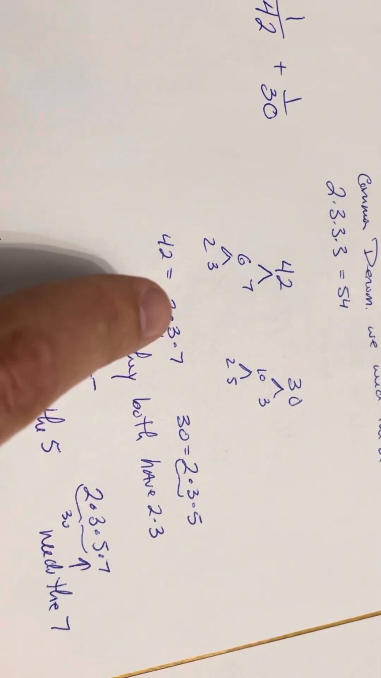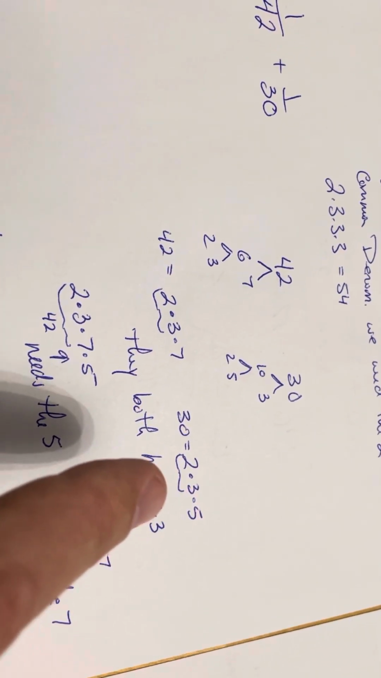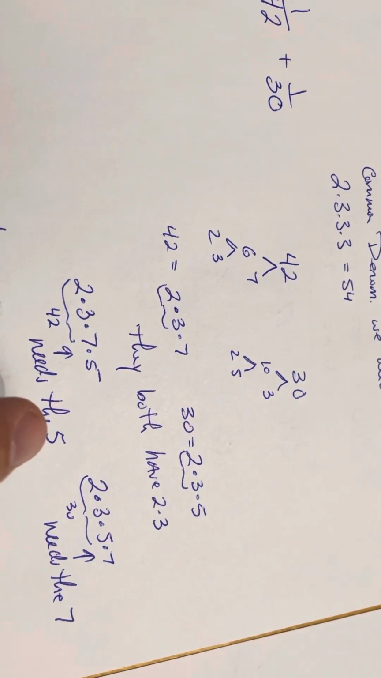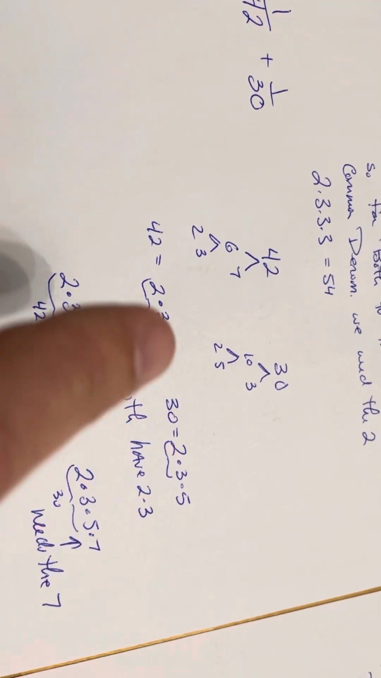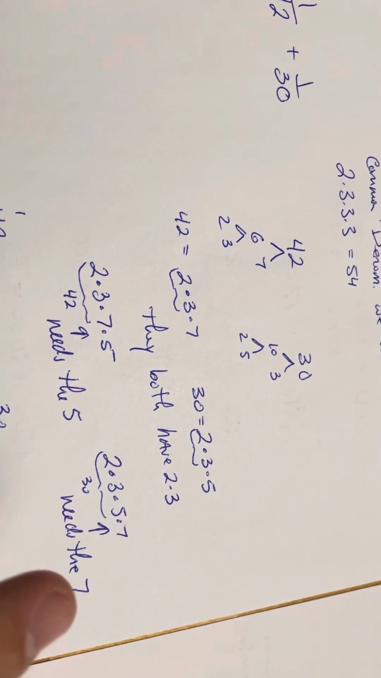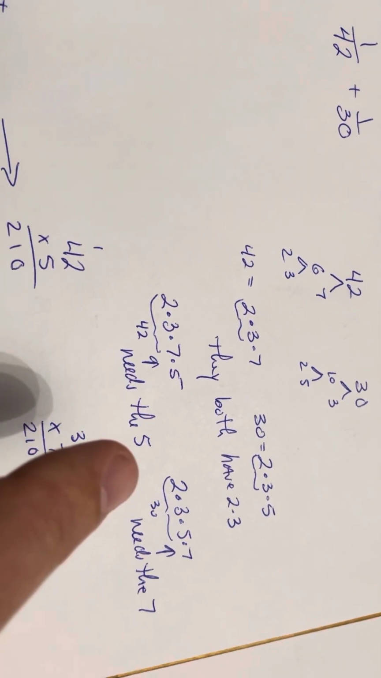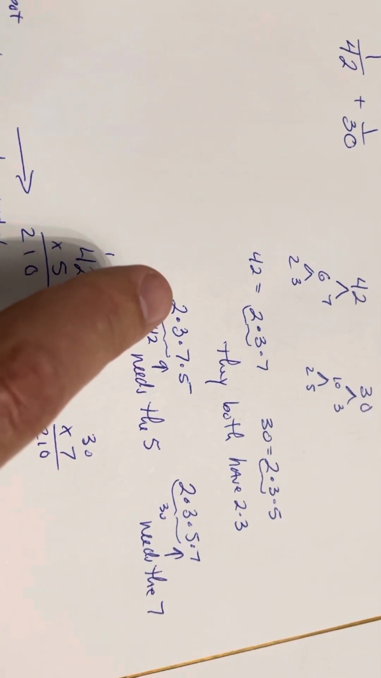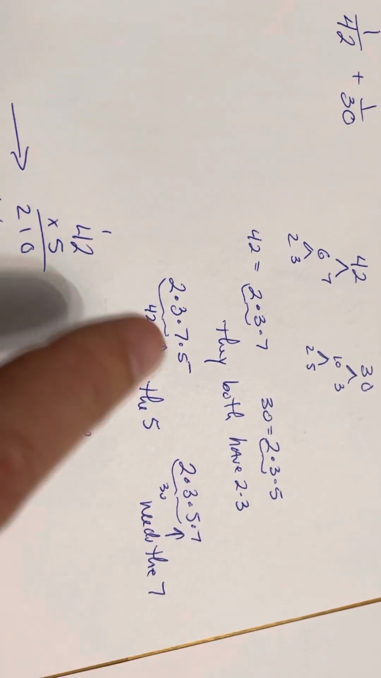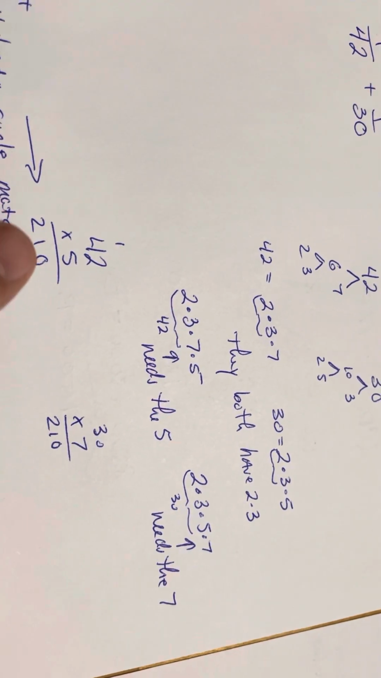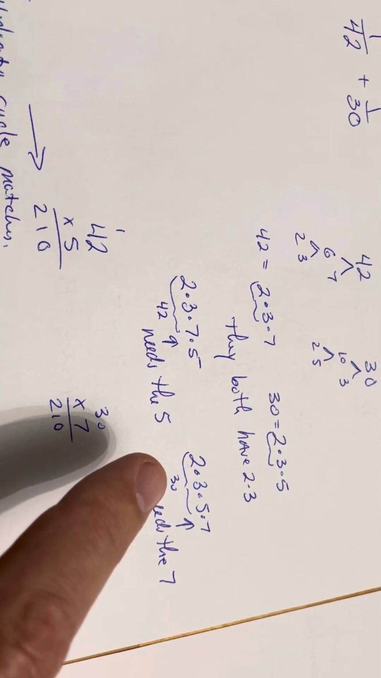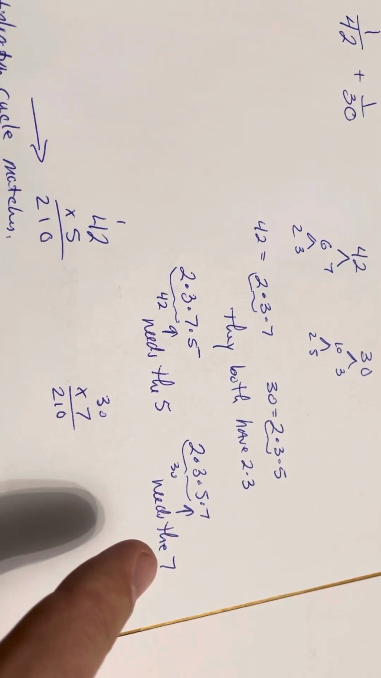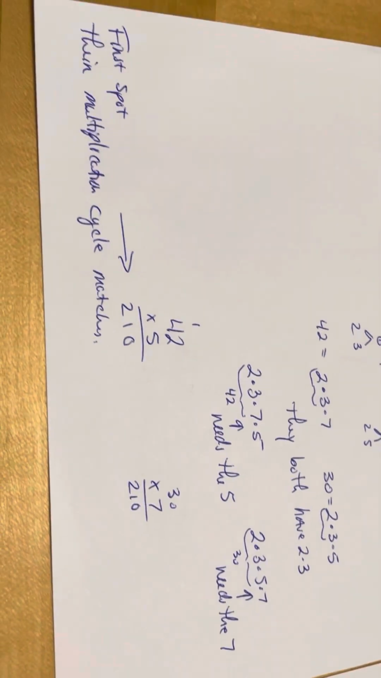Well, they both have that, but what this one needs is a 5. What does this denominator need that this one has? Well, it needs the 5. What does this denominator need that this one has? Well, this one needs the 7. And when you multiply that out, again, 2 times 3 times 7 is 42, and you're multiplying that by 5, and you get 210. And then 2 times 3 times 5 is 30. You multiply that by 7, and you get 210.